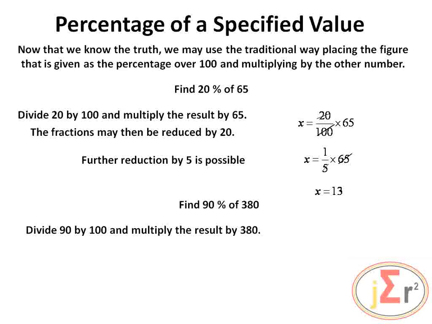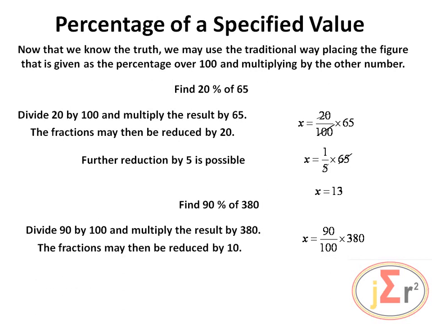So divide 90 by 100, then multiply the result by 380, just as we have done. We are accustomed to doing this from a long time ago, but probably some of us did not know how we arrive at it. And that is what the previous exercise was all about.